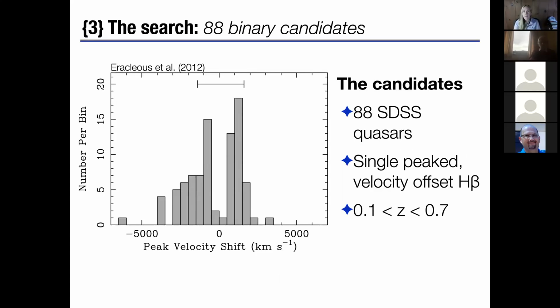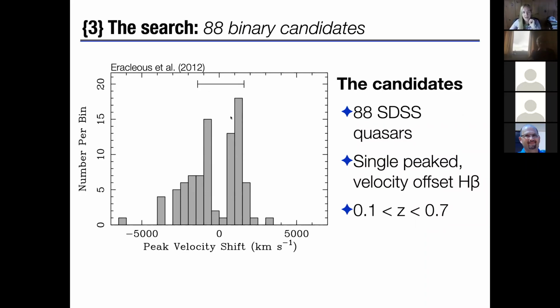So we went through Sloan, it was DR7, which is about 15 or 16,000 quasars with redshifts of order tenths, which is what you need to get that H beta region in your spectrum. And of those, 88 have these single peaked velocity offset broadlines. And this histogram is showing the distribution of those offsets. As I said, it's of order thousands of kilometers per second.